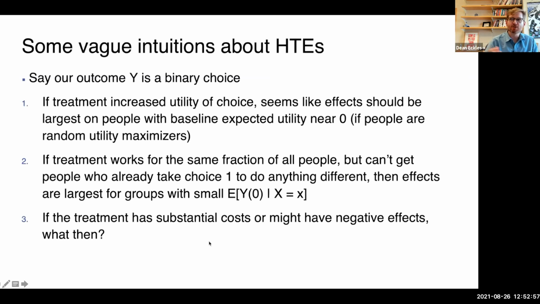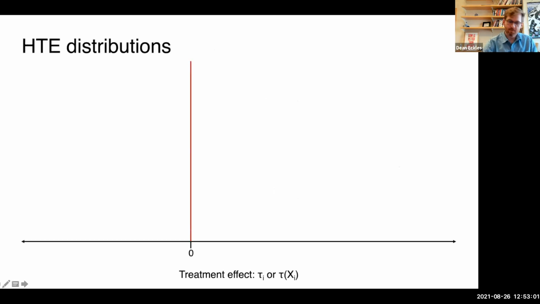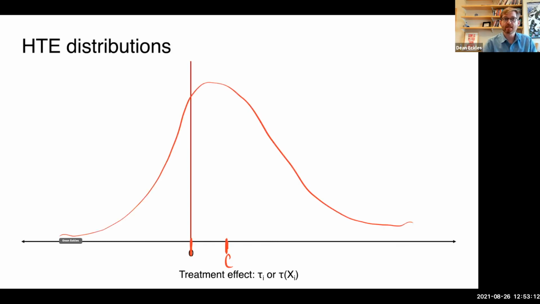Do we have substantial costs from this? In which case, we may be caring not about this point 0, but some other point C, and we might imagine that then there's a lot more people with substantially negative treatment effects once we account for our costs.